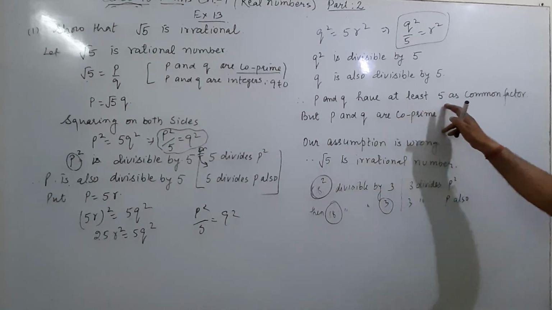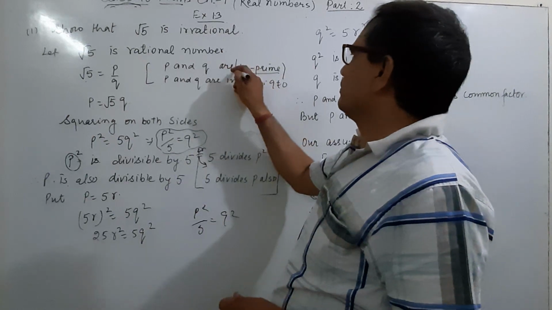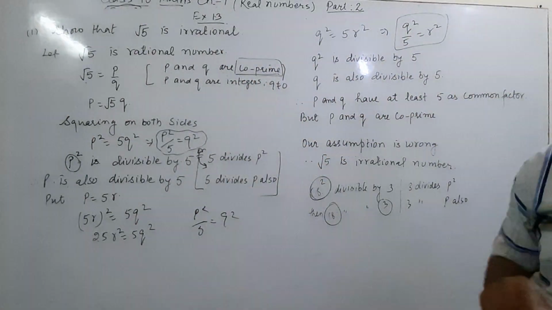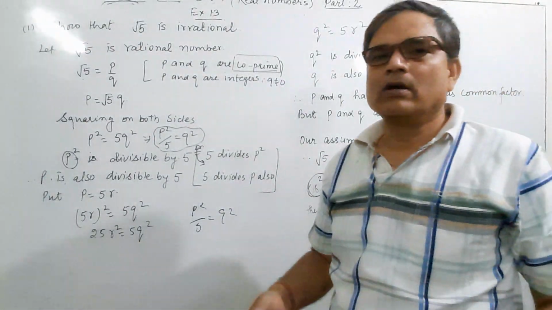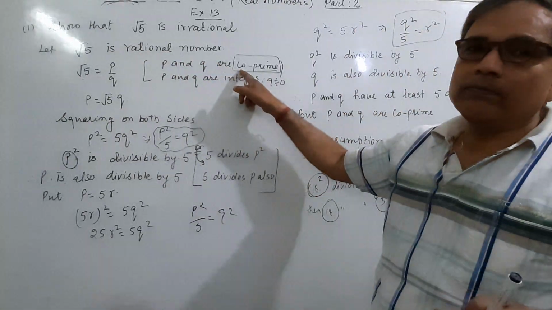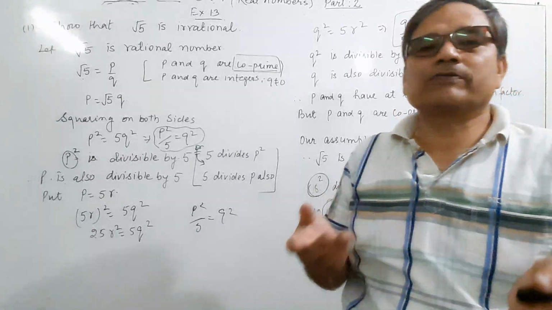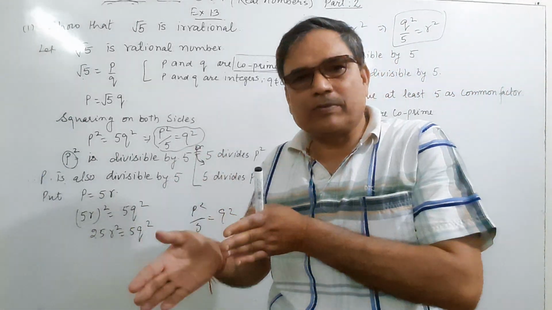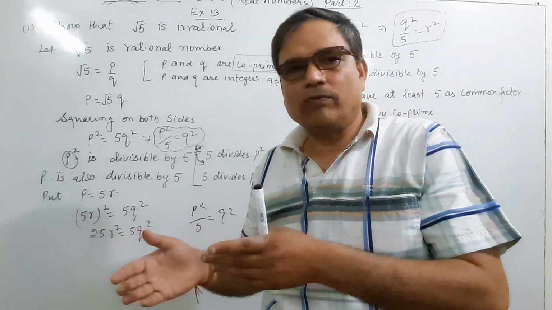P and q have 5 as a common factor, but p and q are co-prime. Co-prime means the common factor is 1. That means our assumption is wrong, because we assumed they are co-prime, but here they are not co-prime. Why? Because HCF is 5. But we assumed that HCF of p and q is 1, which is wrong.